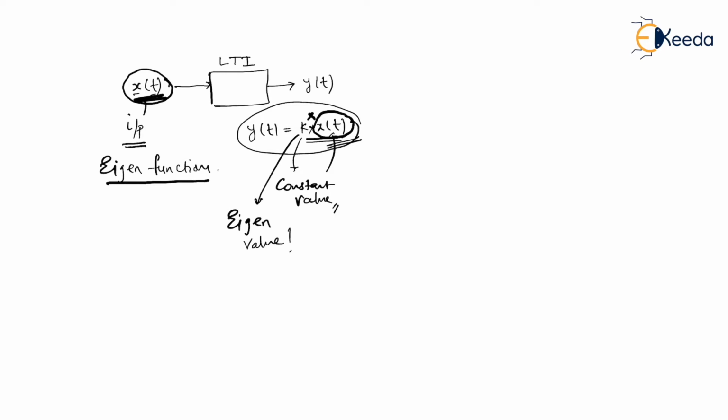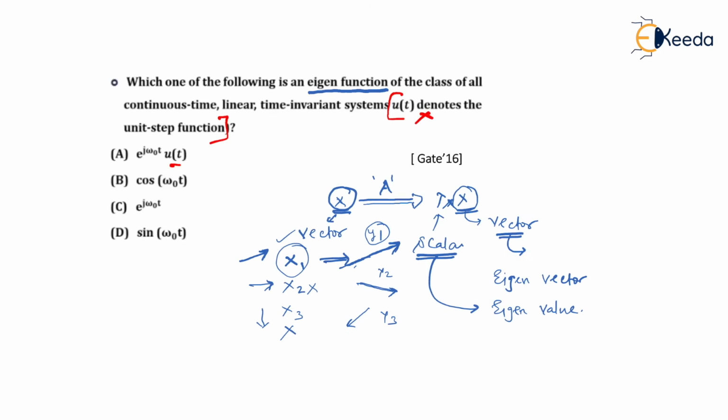Is that right? So let us go back to the question and read the question carefully. They are asking you what is the appropriate eigenfunction. So do you understand that these four options are different values of x of t, which proves to be the eigenfunction for all types of LTI system?